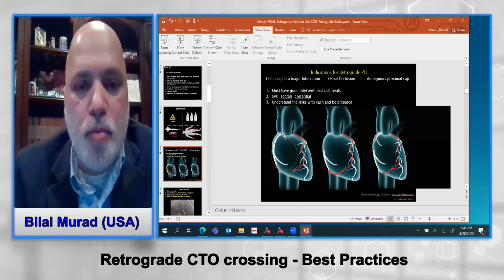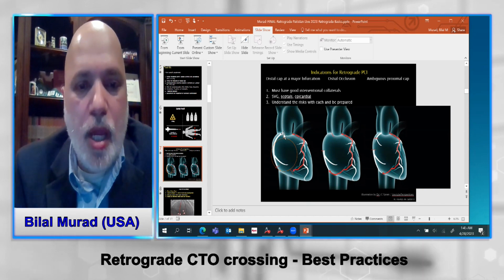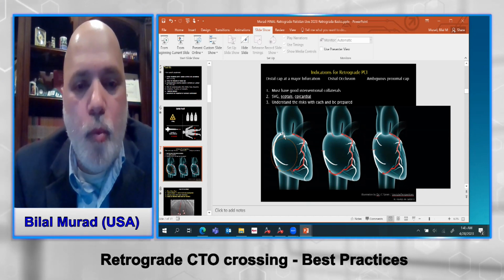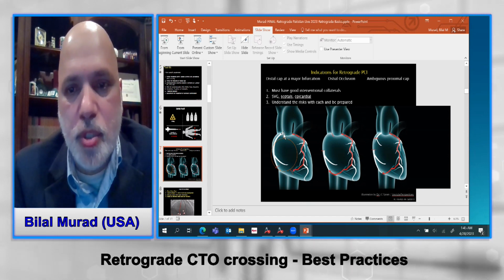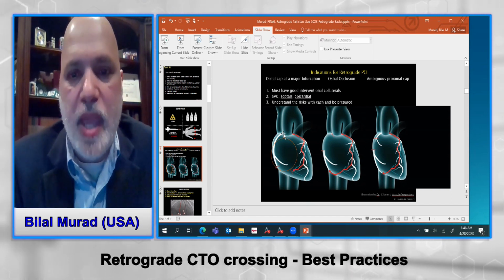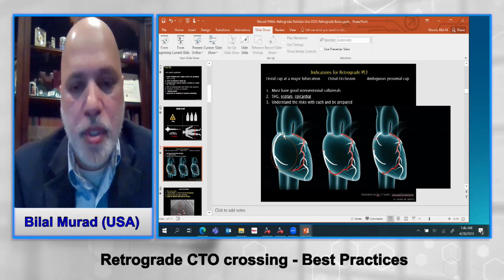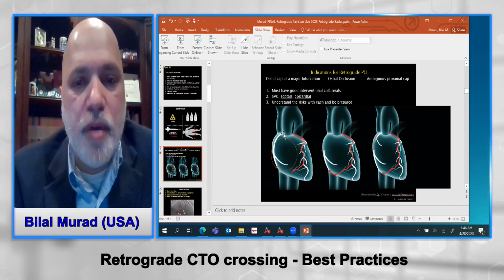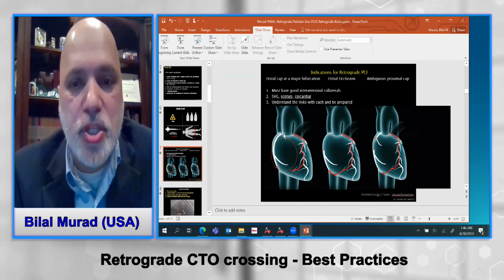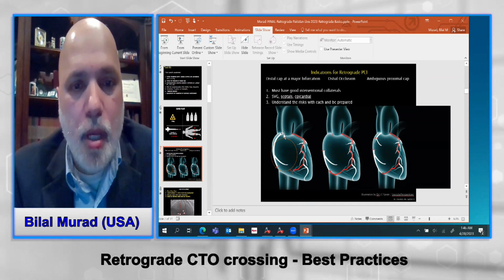The indication for CTO PCI for retrograde is essentially fundamentally three. When you have a distal cap at the major bifurcation, if it's a true ostial occlusion, or if there's an ambiguous proximal cap with a long, more than 2 centimeter CTO, in the presence of good interventional collaterals, that is really the main indication for a retrograde approach.